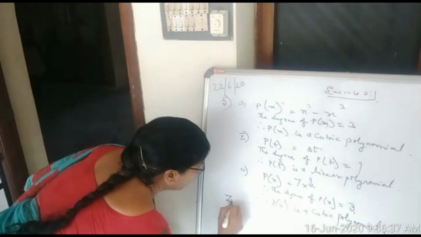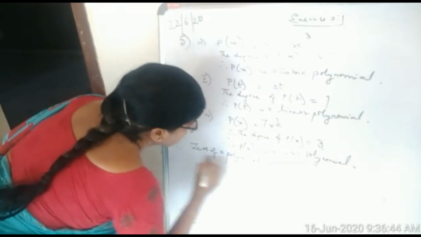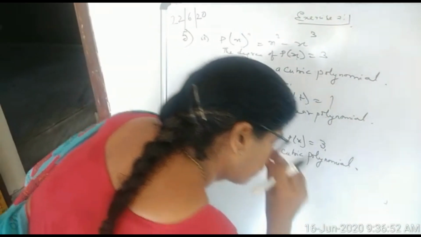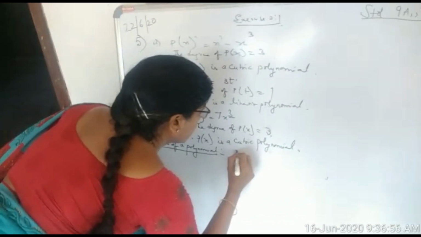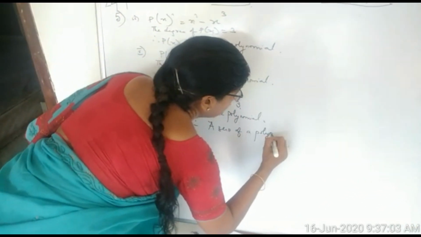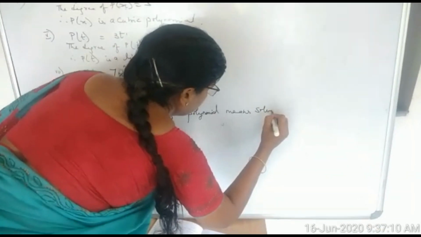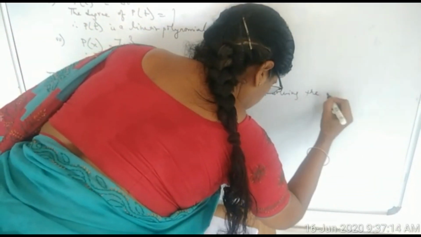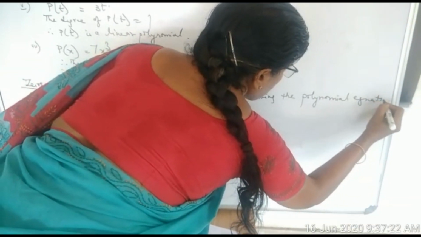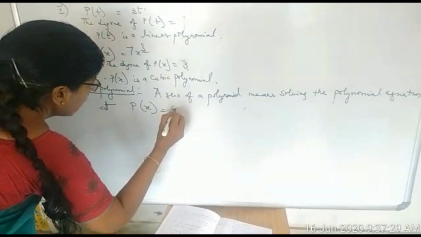Zeros of a polynomial. Zero of a polynomial means solving the polynomial equation, solving the polynomial equation P of x is equal to 0.